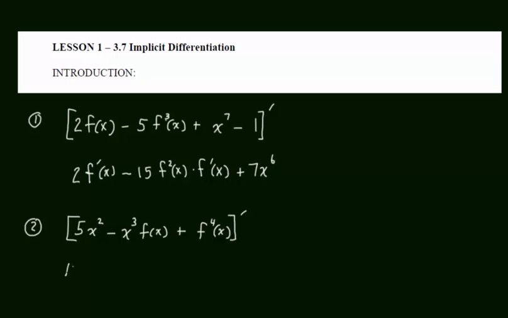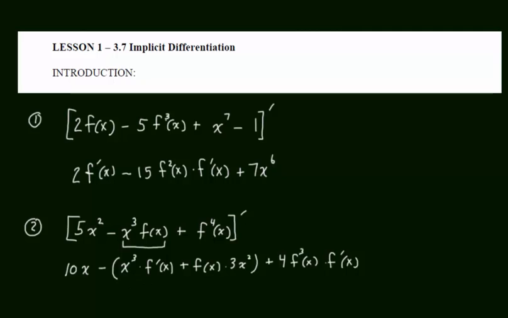So here we go. We have 10x minus. Now we have a product here. One way to do this is to keep the negative out front and then do the derivative of the product. So we would have x cubed times f prime of x, first term times the derivative of the second, plus second term times the derivative of the first. And then we had to put that in parentheses because the minus applies to both parts. Then we have plus, and we employ the chain rule again, 4 stuff to the power of 3 times the derivative of stuff. That's one way to do the problem.